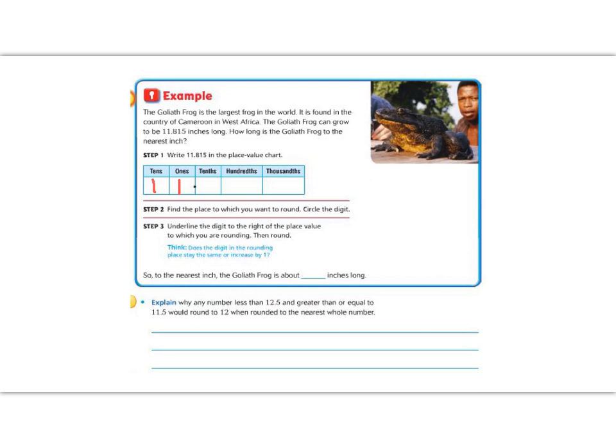So 11, point, there's our decimal, 8 hundredths, 1 5,000ths. Now it says find the place value that we want to round and circle the digit. They told us to the nearest inch. An inch is a whole number, so we're going to circle the ones place. And then we look to the right of the place value. We look next door. We see an 8. 8 is greater than 5, so it's going to cause us to round up. So that means that the 1 is going to change into a 2. So we get the number 12. So the Goliath frog is about 12 inches long.